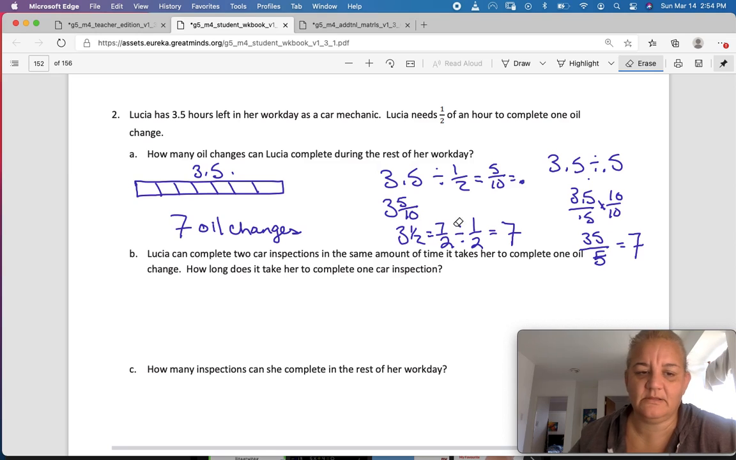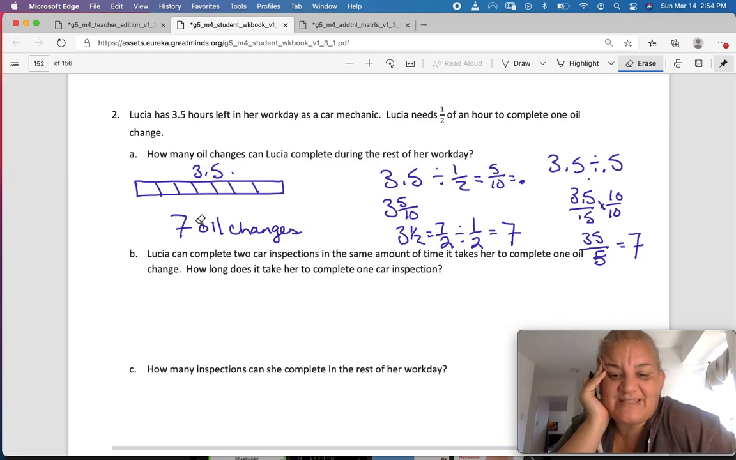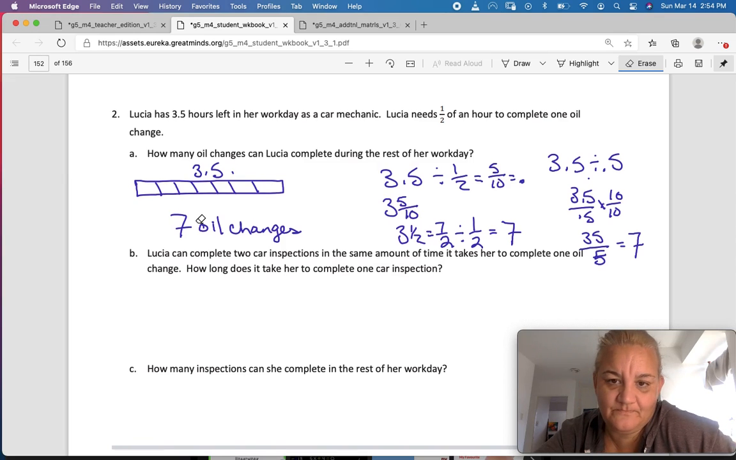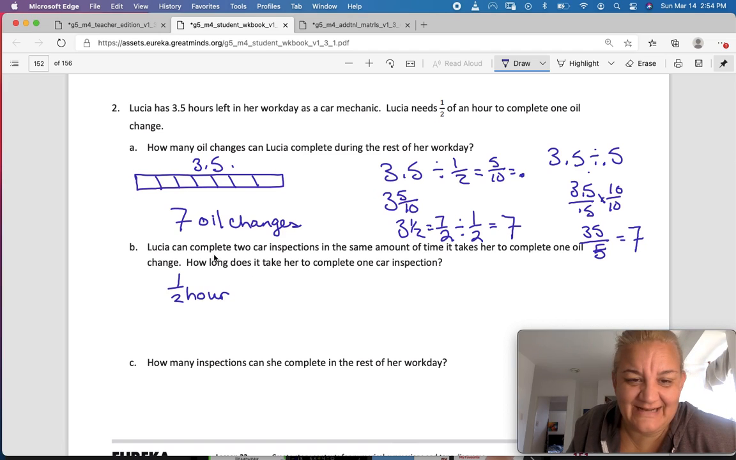Okay? 7 oil changes. Lucia can complete 2 car inspections in the same amount of time it takes her to complete 1 oil change. How long does it take her to complete 1 car inspection? Well, it's half the amount of time. So logically, if it takes 1/2 of an hour for an oil change, and it takes her the same amount of time to do 2 car inspections, 1/2 divided by 2 is 1/4 of an hour.